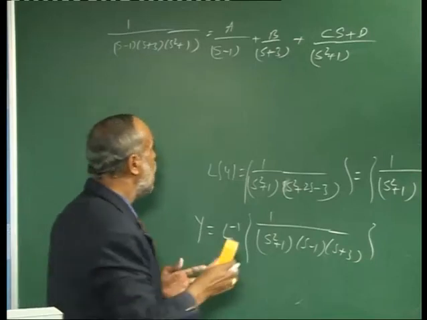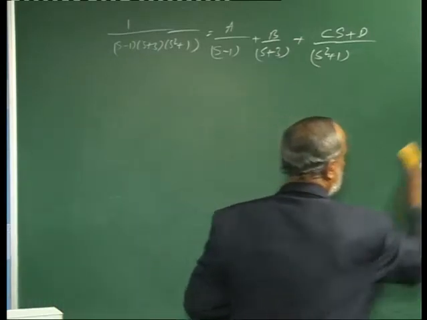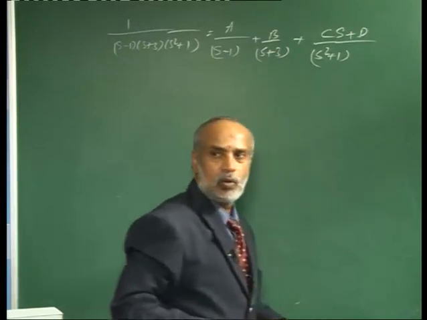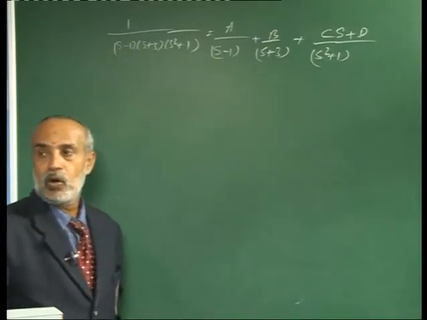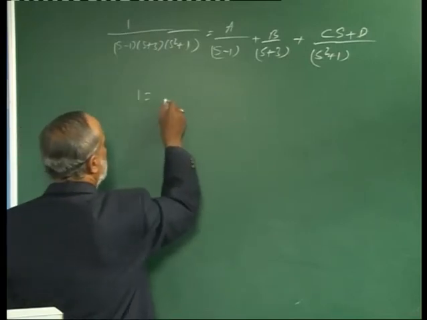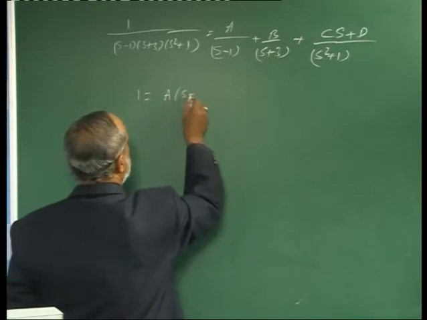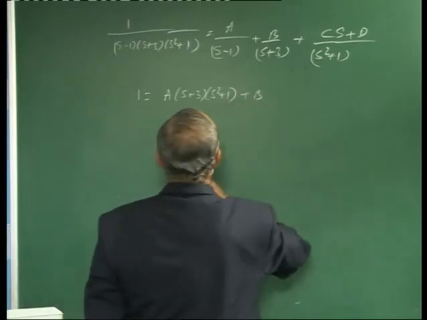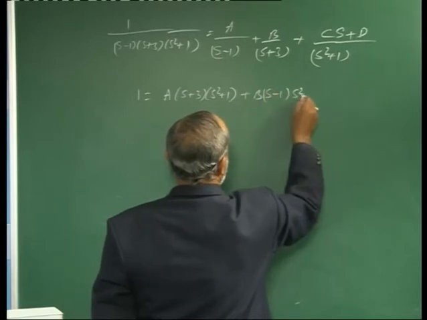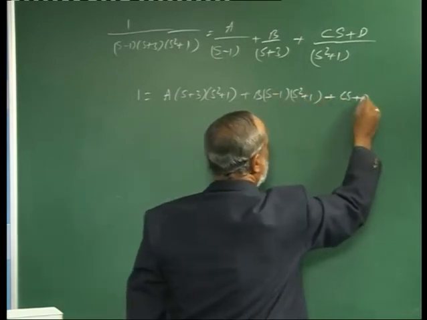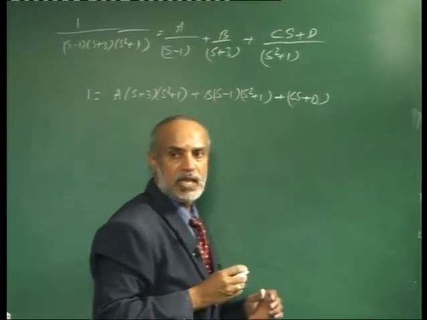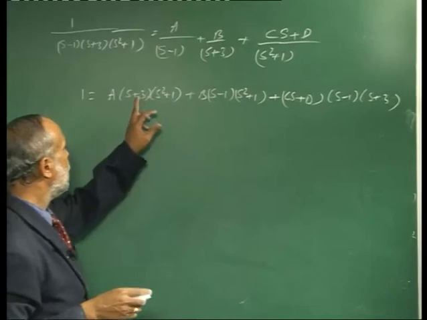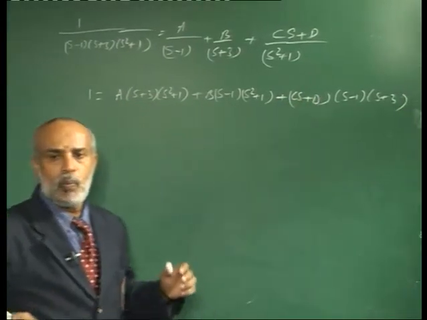Now, multiplying throughout the equation by (s minus 1) into (s plus 3) into (s squared plus 1). The LHS is 1. Then A into (s plus 3) into (s squared plus 1), as s minus 1 will get cancelled. Next, plus B into (s minus 1) into (s squared plus 1), as s plus 3 will go, plus (Cs plus D) into (s minus 1) into (s plus 3), as s squared plus 1 will go.